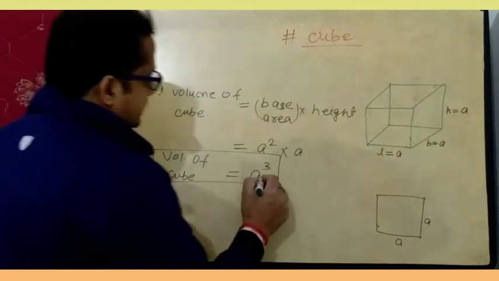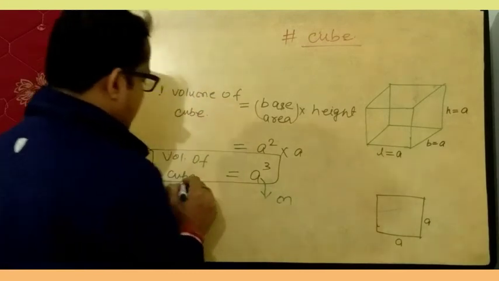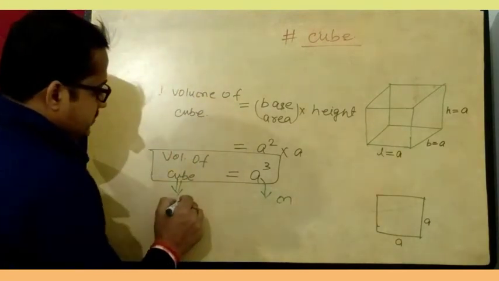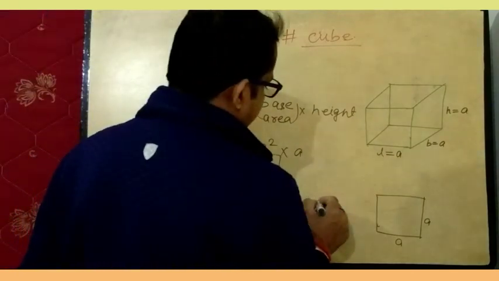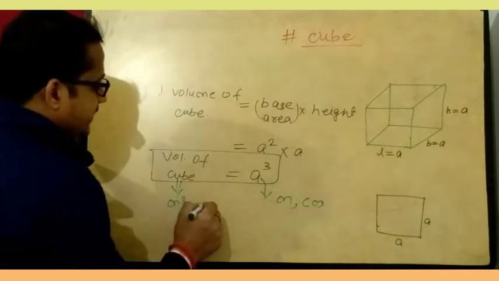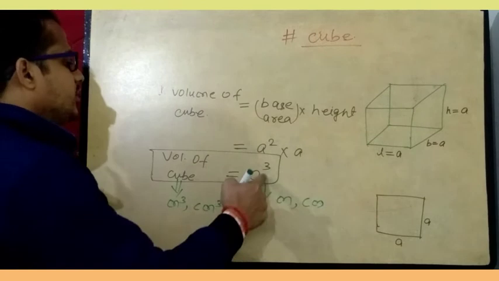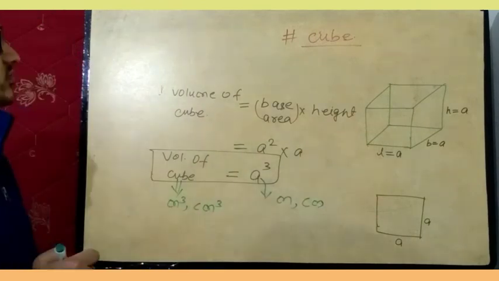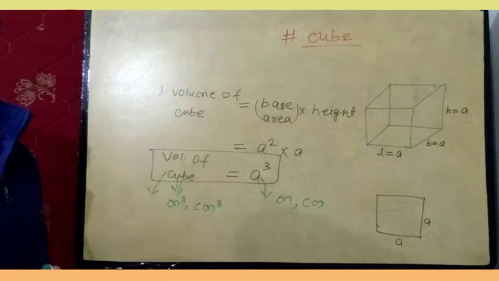If the length of the side is given in meter, then the volume is in meter cube. If the length of the side of this cube is in centimeter, then we will get the volume in centimeter cube. So depending upon the unit of the side of this cube, we can easily calculate the unit of the volume of the cube.